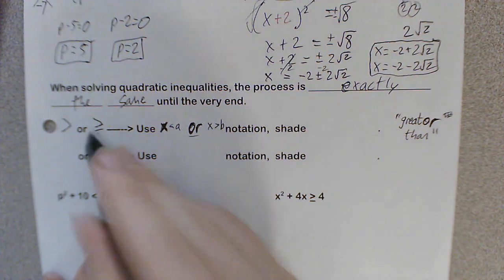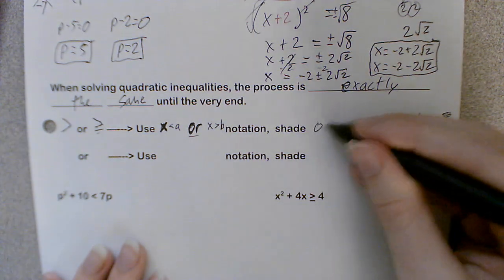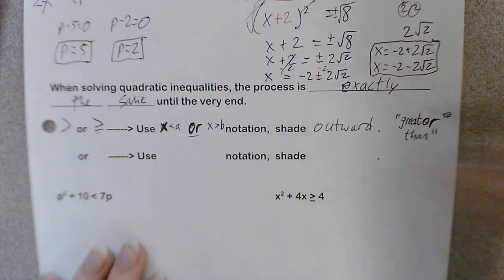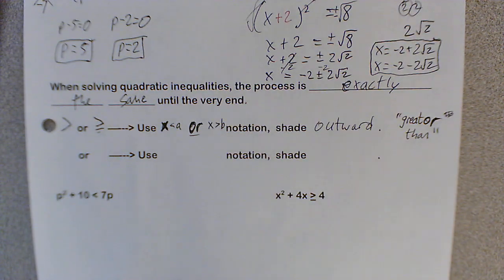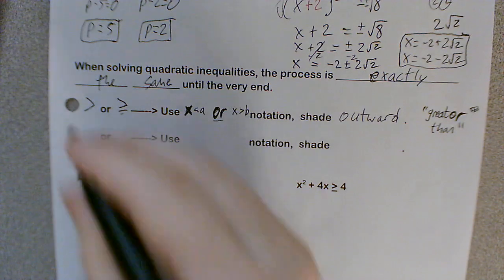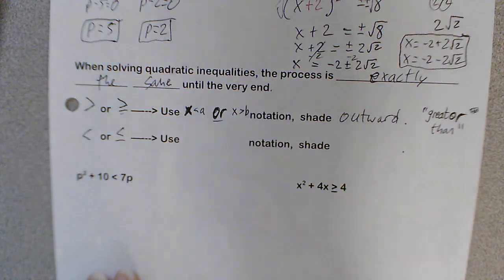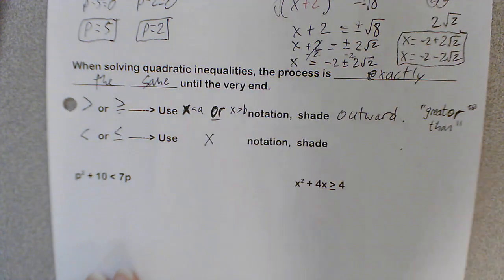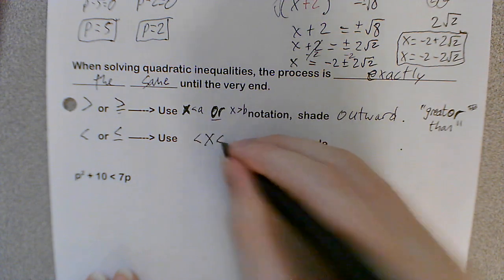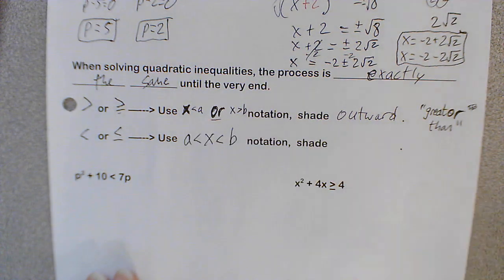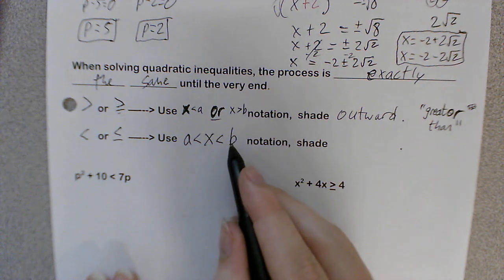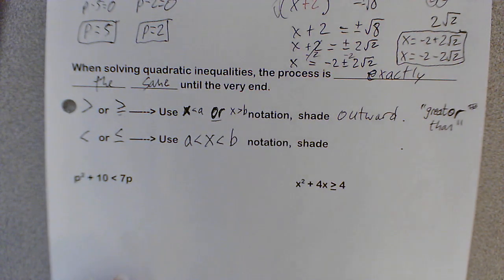So if we have greater than or equal to, we're going to shade outward. Now note there is an exception to this, and again, this is the caveat that I mentioned, so we're going to cover that on the back. All right, if we have less than or equal to, though, as a general rule, we're going to use the compound notation, where x is between two values. This one's the lower one, this one's the upper one. All right, and we're going to shade inward.